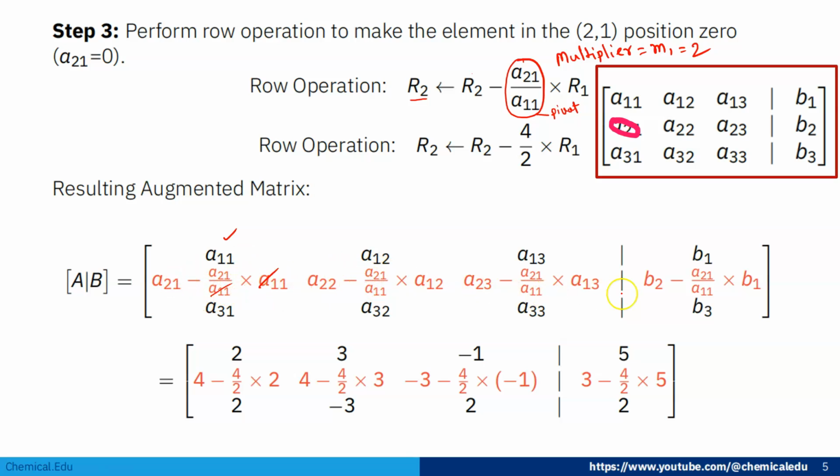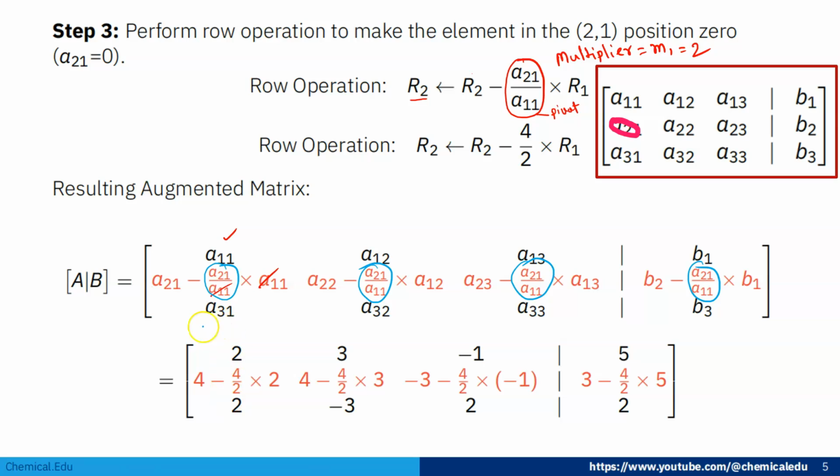We have to do that operation for every element of this particular row, not just this element. So a22 minus a21 by a11 into a12, a23 minus a21 by a11 into a13, and b2 minus a21 by a11 into b1. You can see that the multiplier always has a constant value. This is the multiplier, this is also the multiplier, and this is also the multiplier. Throughout the operation, the multiplier value doesn't change, it is constant.